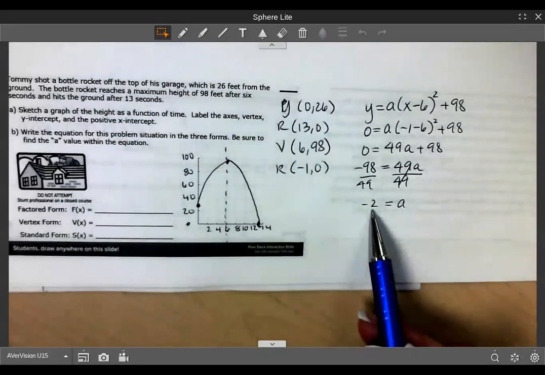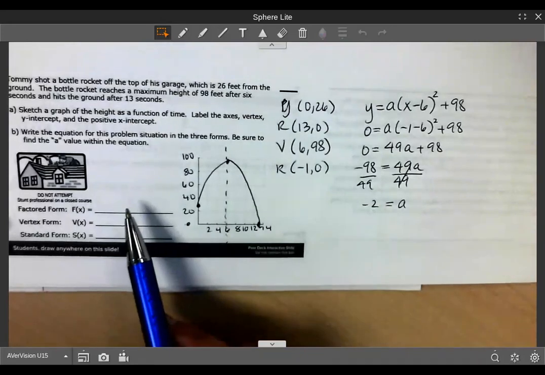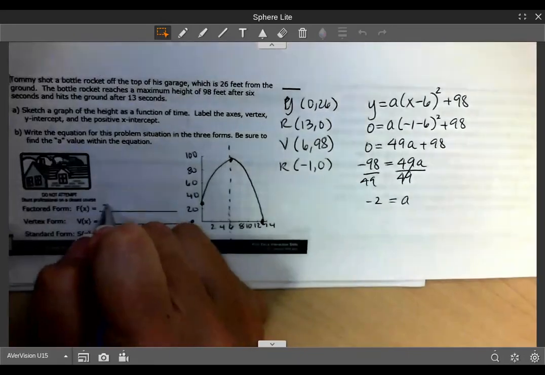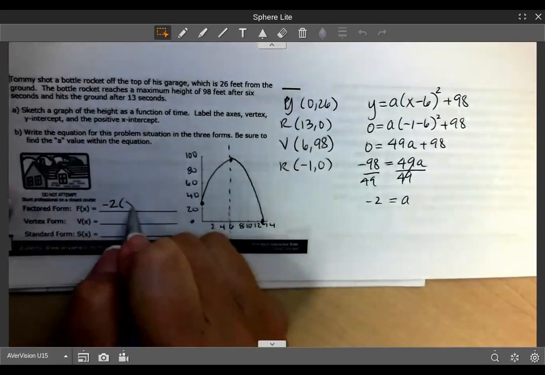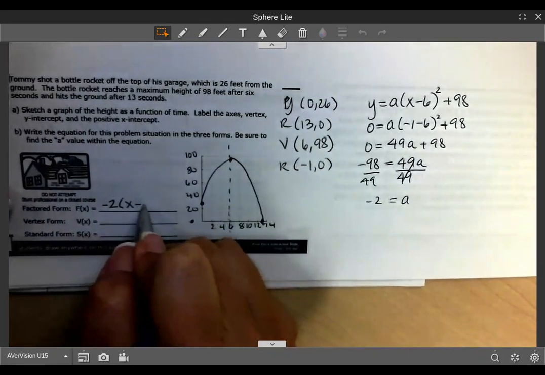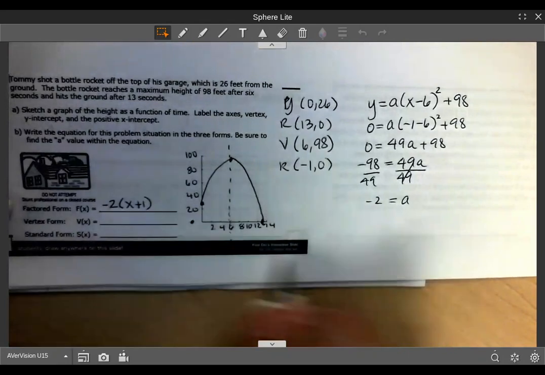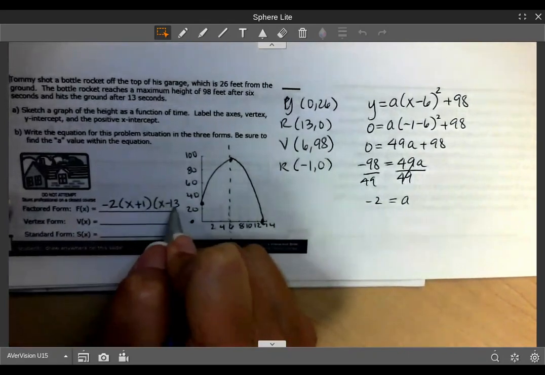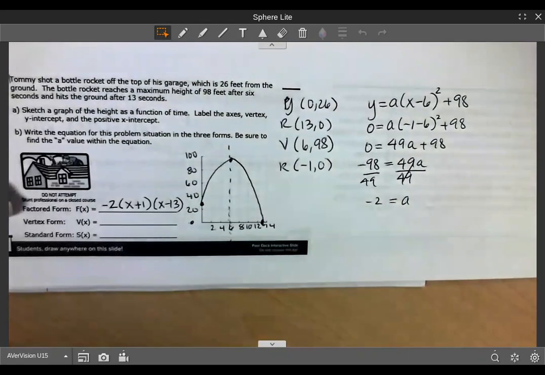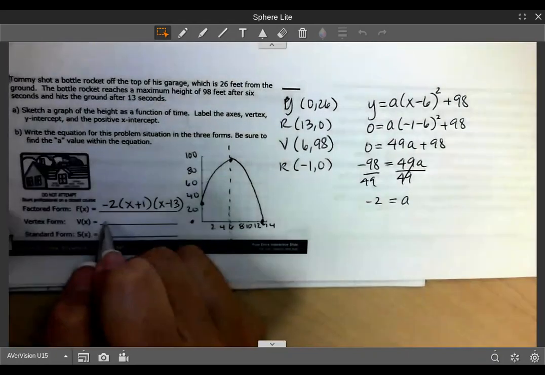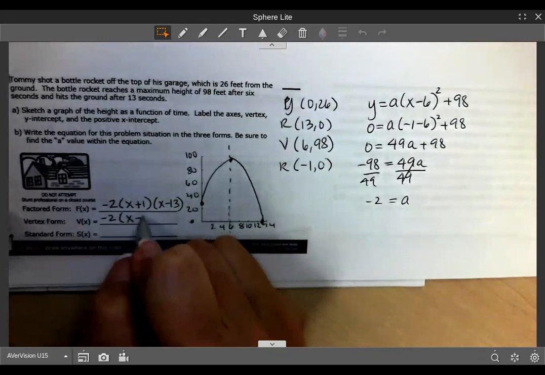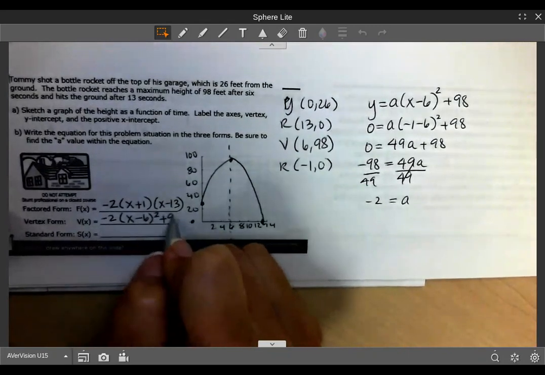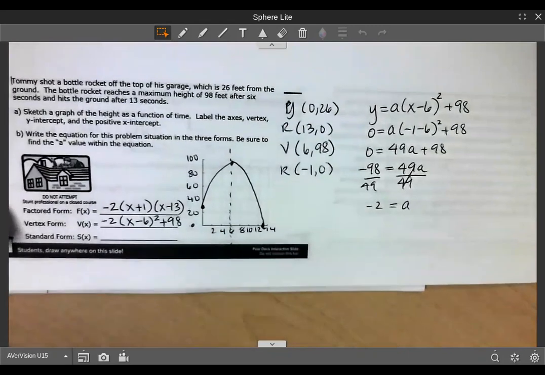Again, once you have the a value for one of them, you have the a value for all of them. So I get -2 on the factored form, x minus my first root, which is -1, so that turns it into a +1, and then x minus my second root, which is 13. For my vertex form, I've got the -2, and then x minus 6 squared plus 98, which was my vertex.